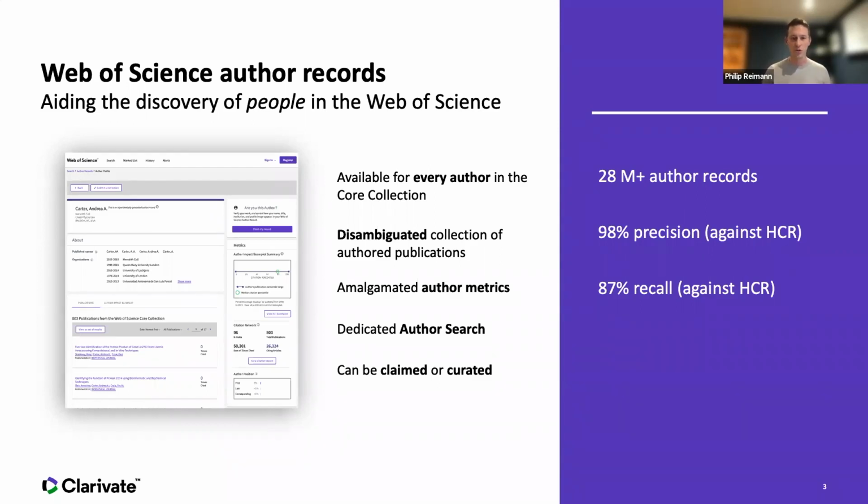So a search for John Smith, for example, would therefore return records for each John Smith we believe exists in the core collection, not just a collection of the papers written by somebody with that name. On top of this, those records can then be corrected or claimed so that the researchers themselves can take ownership of and benefit from their presence within the Web of Science core collection.